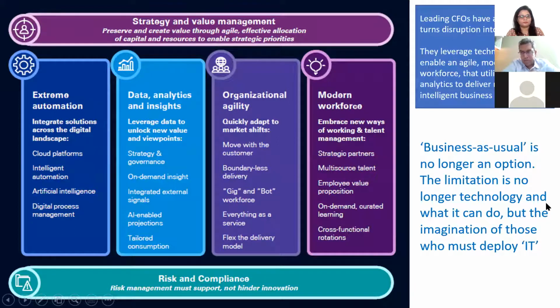Business as usual is no longer an option. The limitation is no longer technology and what it can do, but the imagination of those who must deploy it. If you are constrained by what you understand of what technology can do for you, it's your problem. And the sooner you remove those tinted glasses and see and smell the roses, the better it is for you and the organization. And I assure you, there will at least be a 5 to 10% improvement across all the key metrics. May not be the monetizable ones, but actually the non-monetizable ones within 3 to 6 months of you adopting some innovations in agile thinking.